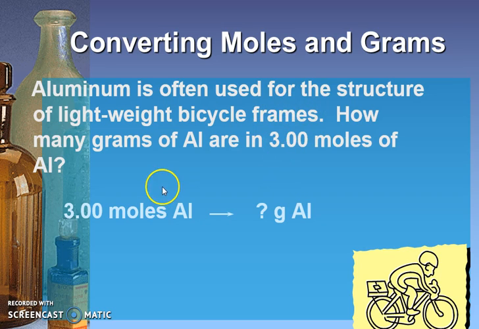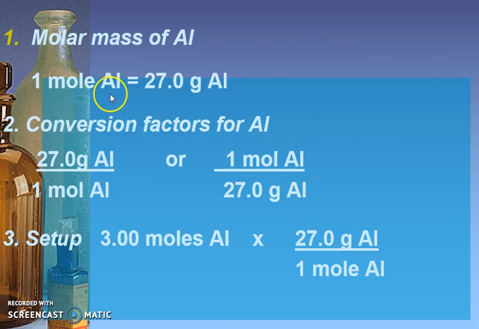Aluminum is often used for the structure of a lightweight basketball. So if we have 3 moles of aluminum, how many grams is that? If 1 mole of aluminum is 27 grams, we're going to use our conversion factors. If we're trying to find the number of grams, we know that 27 grams of Al is going to go on top, and because we need to cancel moles, 3 times 27 should give us our final answer. That'll be 81 grams.